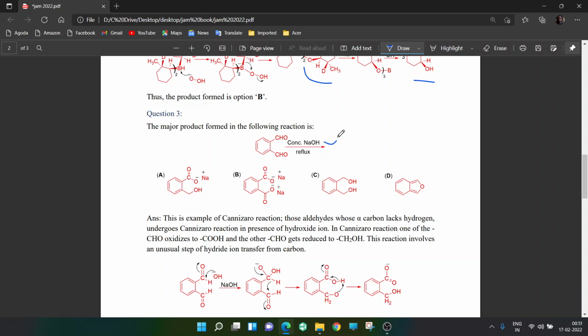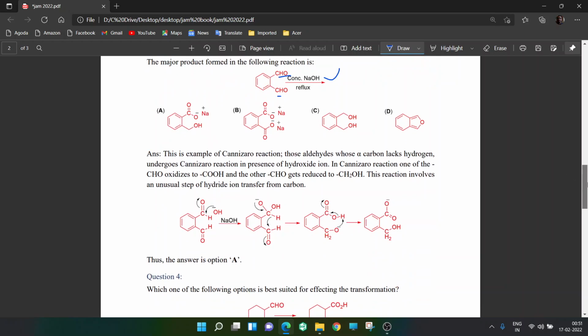So the only thing you can think of for aldehyde reaction with NaOH, apart from aldol reaction, is Cannizzaro reaction. So this is a simple Cannizzaro reaction. In Cannizzaro reaction generally two different molecules are involved. One of them gets oxidized to COOH, another gets reduced to alcohol. Here, the same molecule has both CHO groups, so one of them will get oxidized to acid, another will get reduced to alcohol.